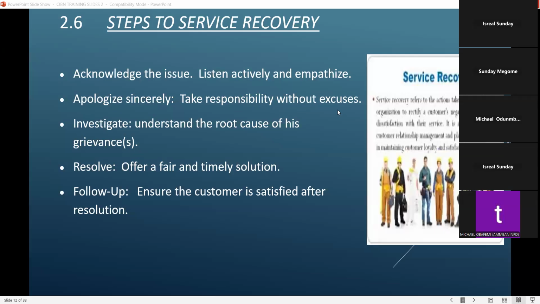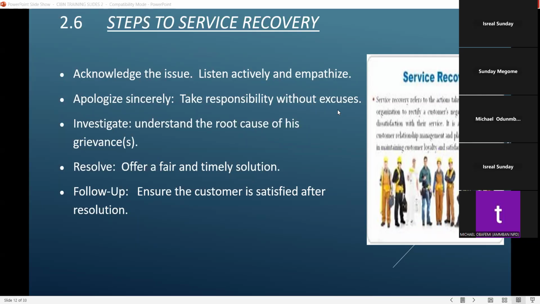3, investigate, understand the root cause of the grievance. A customer brought a grievance. Remember, we're in the process of steps to service recovery. When you investigate, you understand what happened. The root cause, what happened? This person says his cash is short. What happened? Within yourself, you begin to do investigation so that you know the root cause. Once you know the root cause, you kill that root cause. Remember that we are trying to make the customer happy.